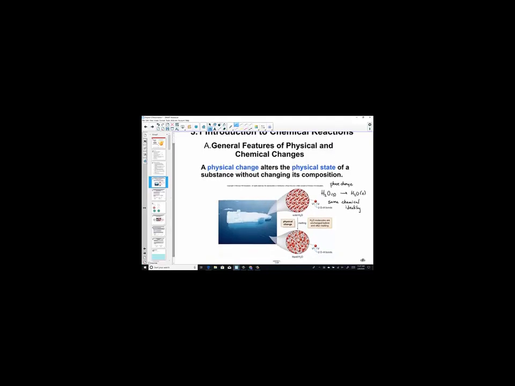A physical change, just as an example, would still have water molecules, two H's bonded to an oxygen, two H's bonded to an oxygen, and all we did was allow those water molecules to become a higher energy state. Notice that these are more randomly organized. The liquids have an ability to flow, and yet it is still the exact same chemical composition. And that's really the key for a physical change. It alters the physical state, but without changing the composition.